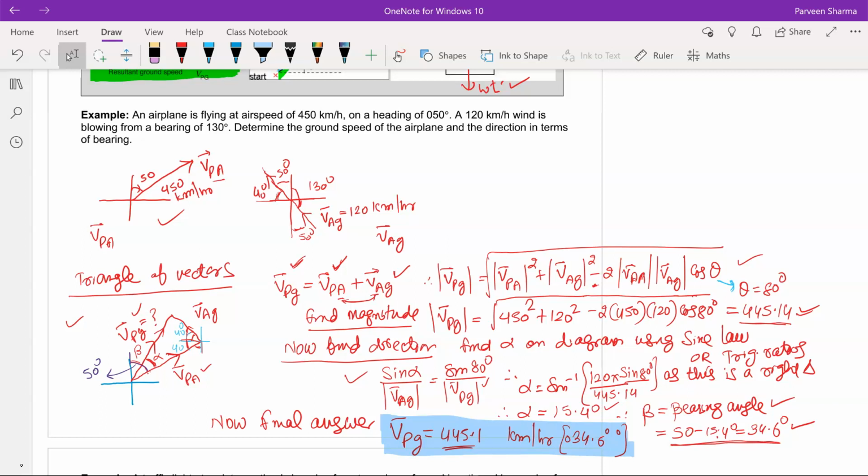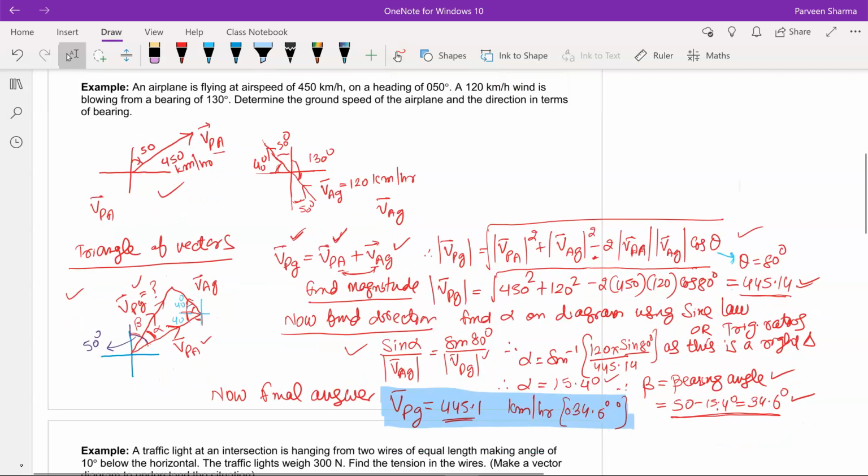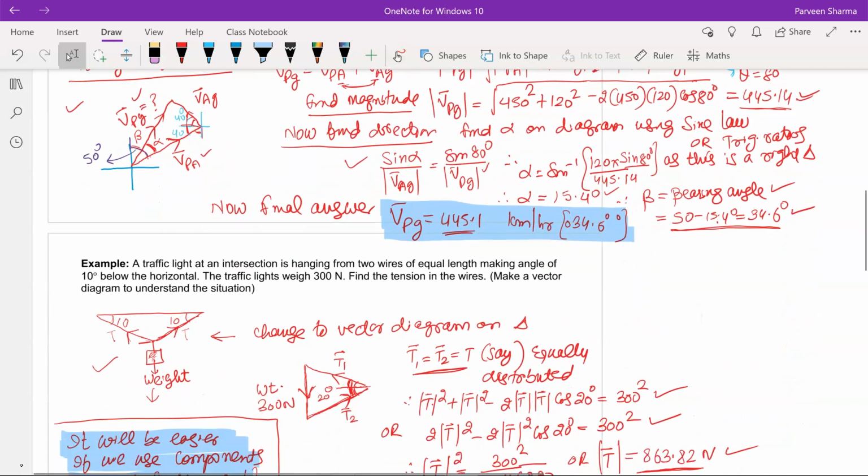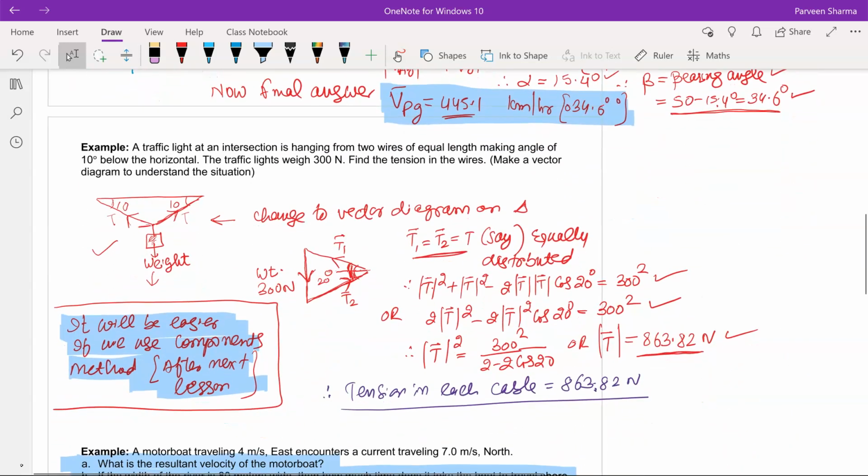You can go back to the explanation of this example, and then I did the second example. I still used the triangular law of adding vectors. I didn't use the component method. Once we learn the concept of components of vectors, I can show you this kind of question once more in a different way.